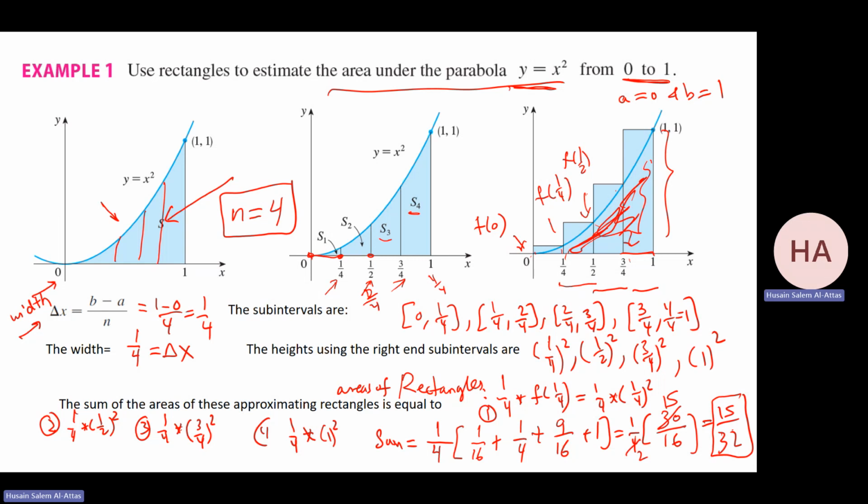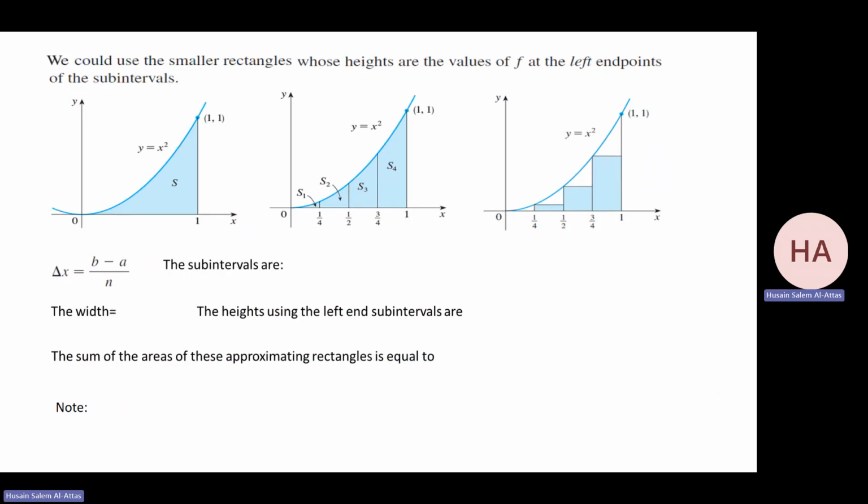Now let me do it with the left endpoint. We'll do the same thing. Delta x is 1/4. The subintervals are the same: 1/4 to 1/2, 1/2 to 3/4, and 3/4 to 1. The width will be the same, delta x of 1/4, a fixed width. Now the height is using the left endpoint, so I'll use these endpoints.